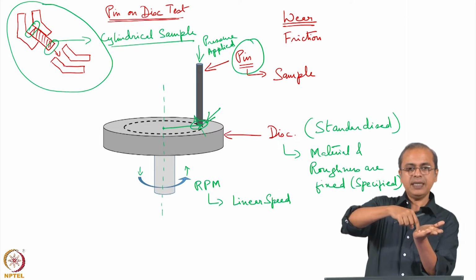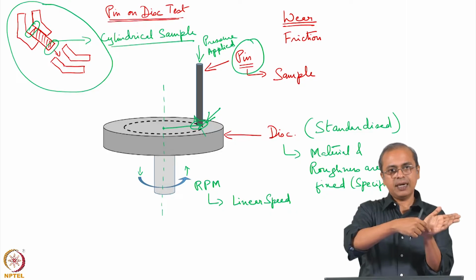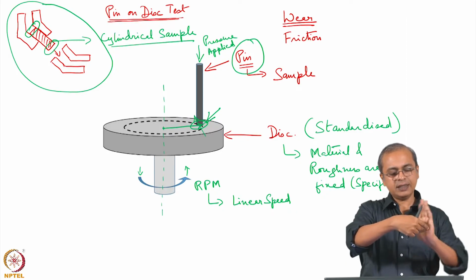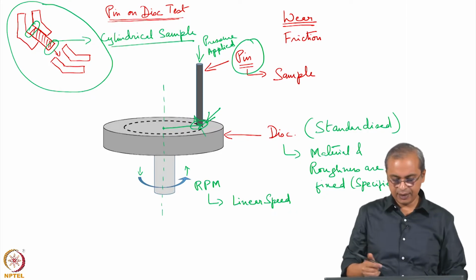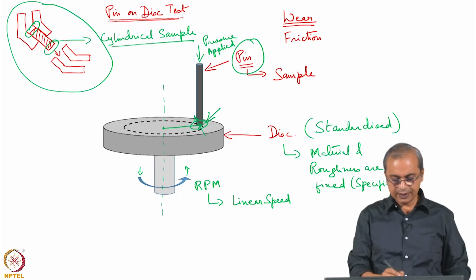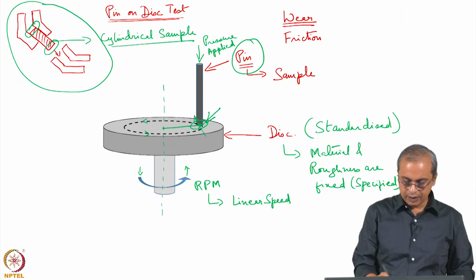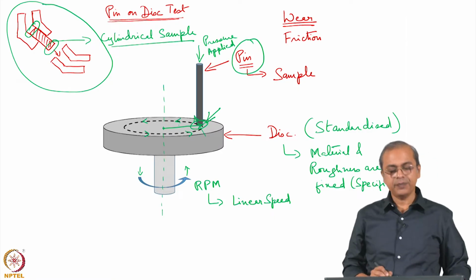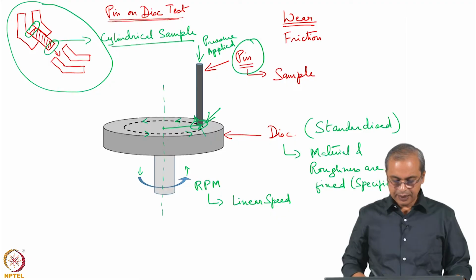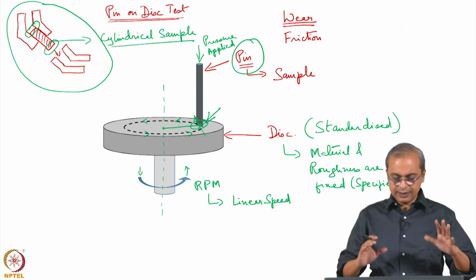So, this is basically the pin is now tracing a circle. It is stationary, this thing keeps rotating. So, you see the path that it is going to see. So, this is what the pin sees on the disc. So, this is the way we test it.